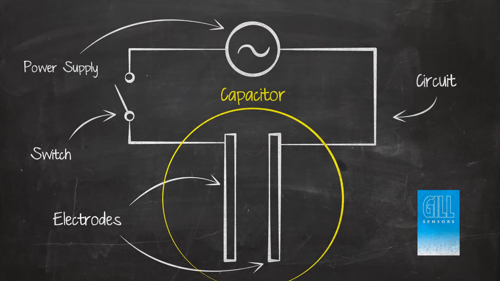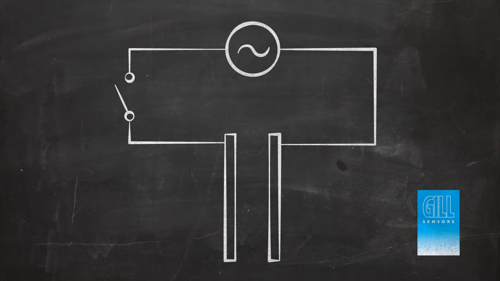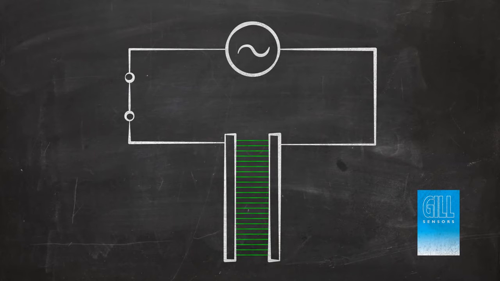They can be any shape, though two parallel plates are easiest to visualize. Capacitors have the ability to store energy in an electric field between its electrodes, caused when a voltage, or potential, is applied to the circuit. The property of capacitance relates the amount of energy stored in this field to the applied potential.